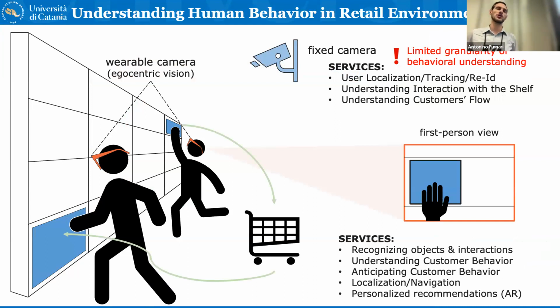Then services which are automatically enabled are, for instance, recognizing objects and interactions, understanding customer behavior, anticipating customer behavior, so predicting what the customer is going to do, localizing users, that's still possible, allowing them to navigate and to reach parts of the environment in a better way, and also providing personalized recommendations, because by looking at the world from their point of view, you can understand what they are interested in.